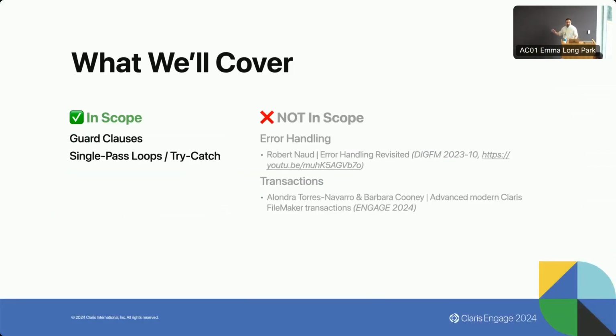So in scope for today, like I said, guard clauses and single pass loops, or the try-catch pattern. Topics that I've seen put together with these in a lot of places throughout the community that I'm going to try not to get into the weeds on are things like error handling or transactions. I think error handling is a really, really important topic, and it plays very, very well with the try-catch pattern. Really, to unlock the power of both, you can put them together and it just becomes one of the most useful tools as a developer in FileMaker.